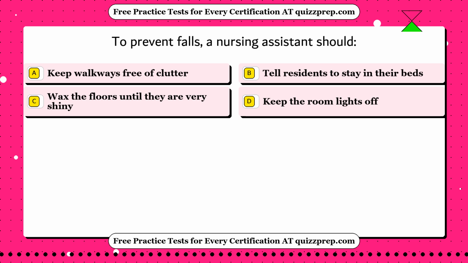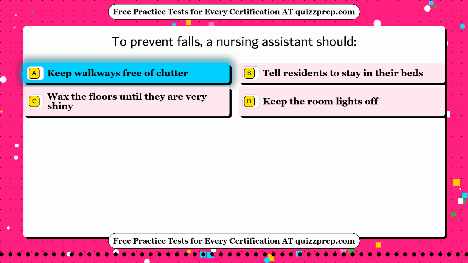Question 60. To prevent falls, a nursing assistant should: Option A. Keep walkways free of clutter. Option B. Tell residents to stay in their beds. Option C. Wax the floors until they are very shiny. Option D. Keep the room lights off.